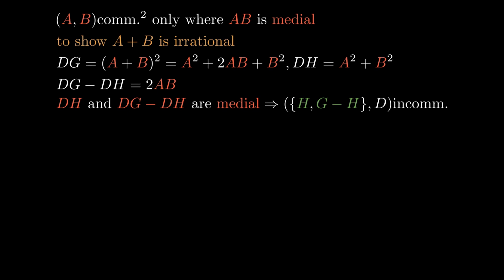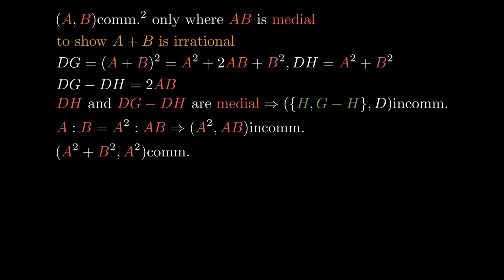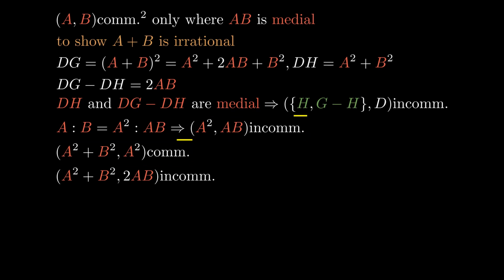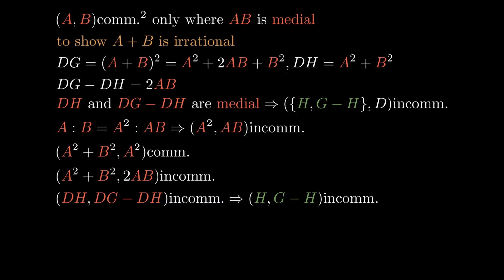Now, A to B is proportional to A squared to AB, and A and B are incommensurable, so A squared and AB are incommensurable. A squared and B squared are commensurable, so A squared plus B squared and A squared are commensurable. 2AB and AB are clearly commensurable, so A squared plus B squared and 2AB are incommensurable. Or, DH and DG minus DH are incommensurable, so that H and G minus H are incommensurable.